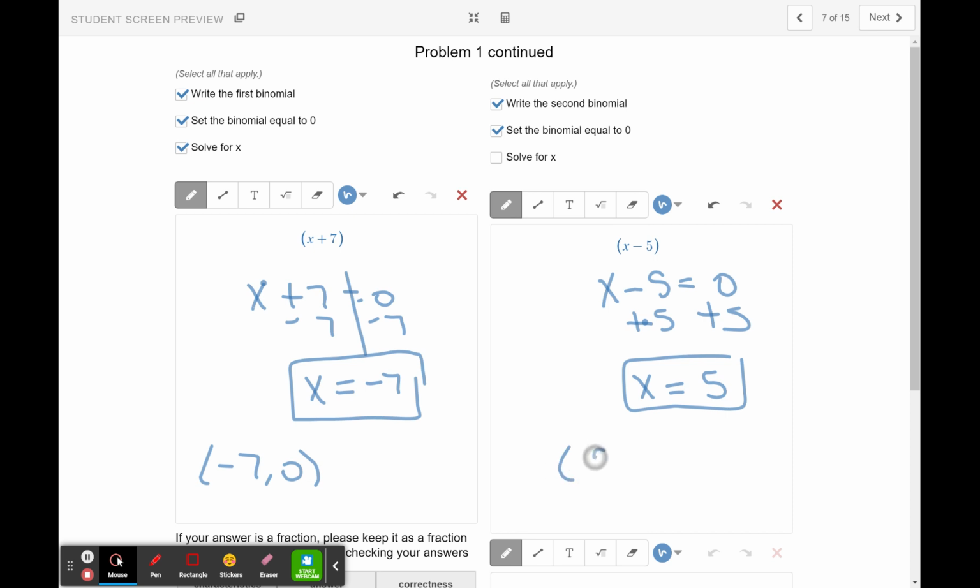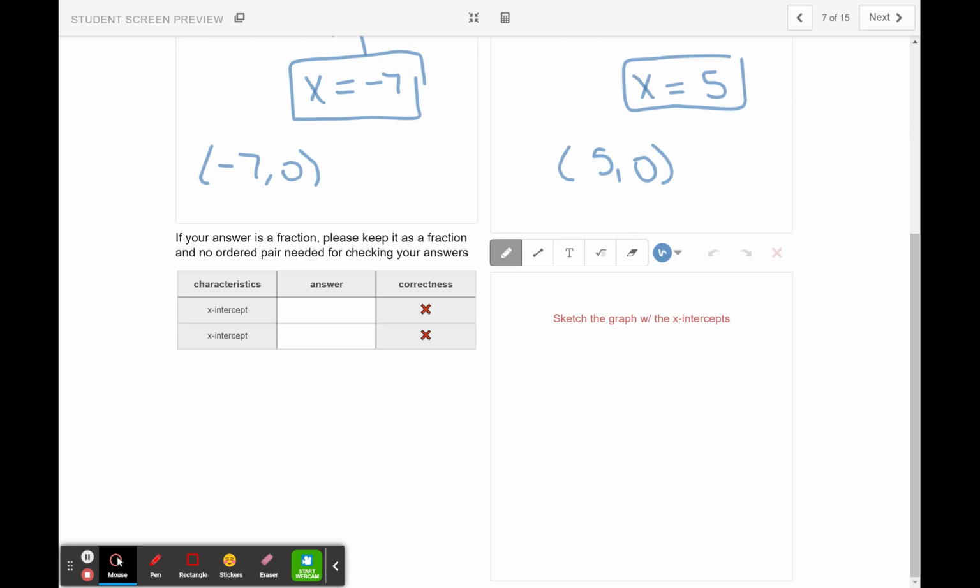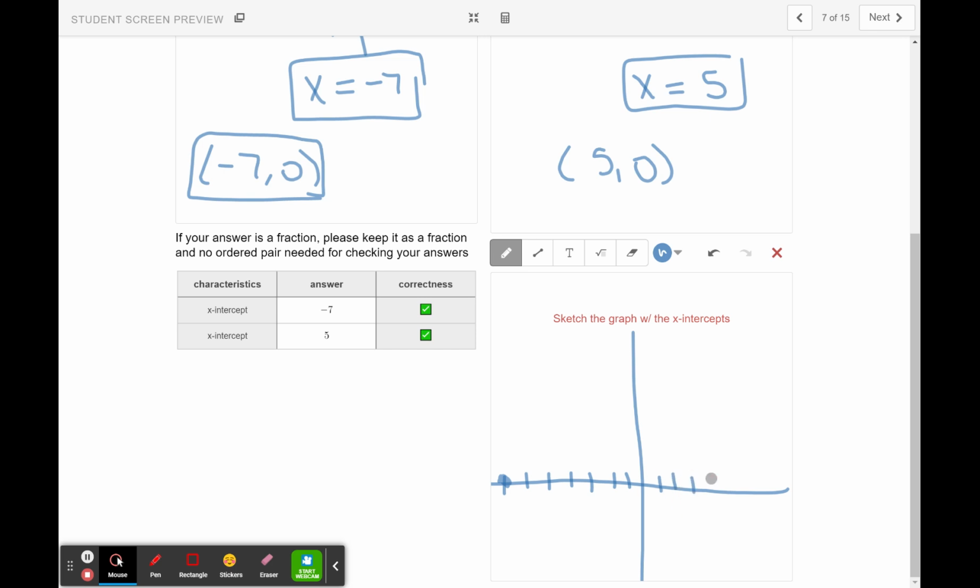Remember, we do not want to combine these. They are two separate ordered pairs. So the x-intercept is -7 and +5. How do we sketch it? We go to 1, 2, 3, 4, 5, 6, 7. That's because this was a -7, 0, and then 1, 2, 3, 4, 5. Because this is 5, 0.